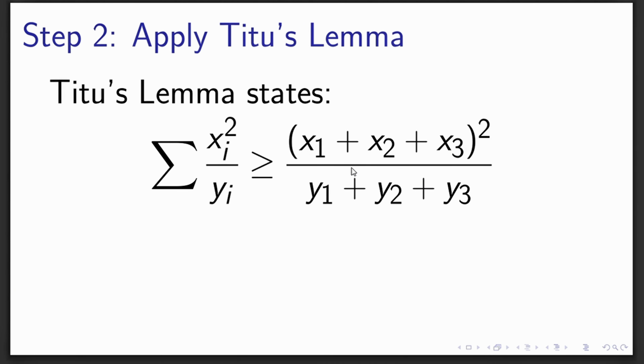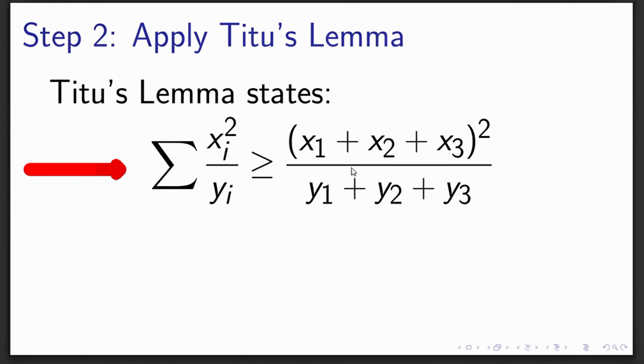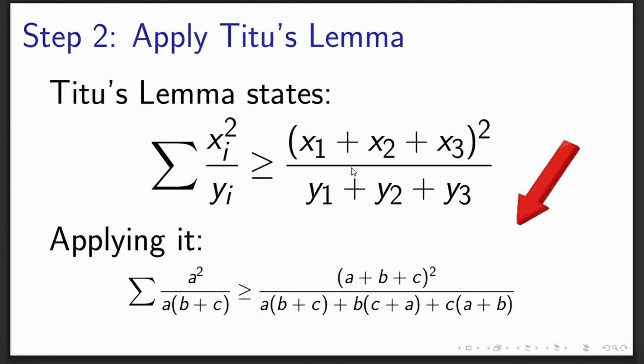Now I'm going to apply a lemma, which is Titu's lemma, which says summation xi whole square over yi is greater than or equal to x1 plus x2 plus x3 whole square over y1 plus y2 plus y3. So when I apply this lemma, I'm going to get summation a square over a into b plus c is greater than or equal to a plus b plus c whole square over a into b plus c plus b into c plus a plus c into a plus b.